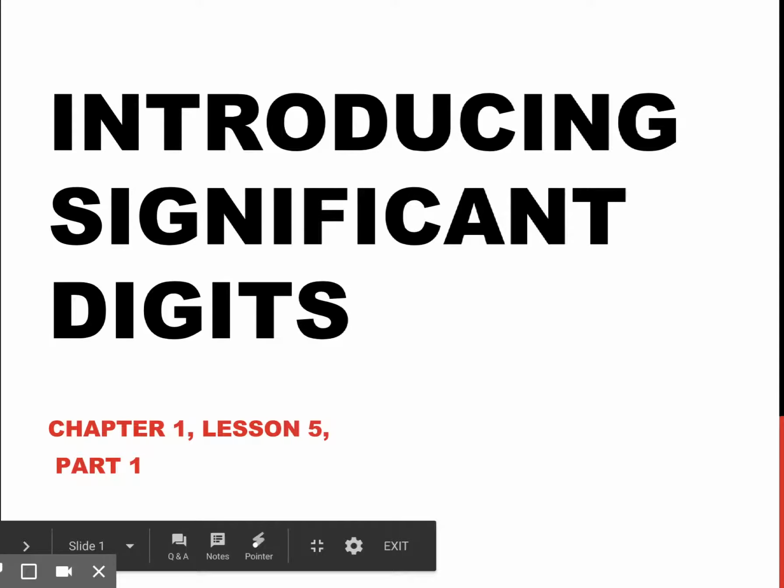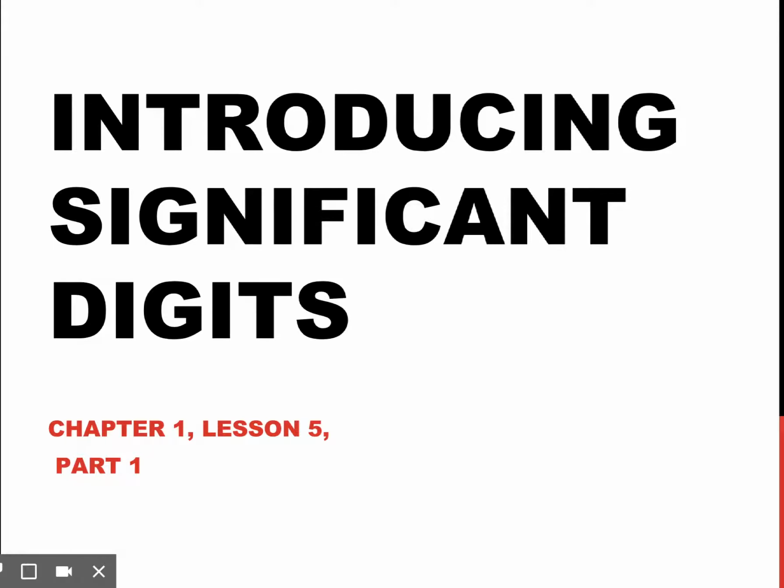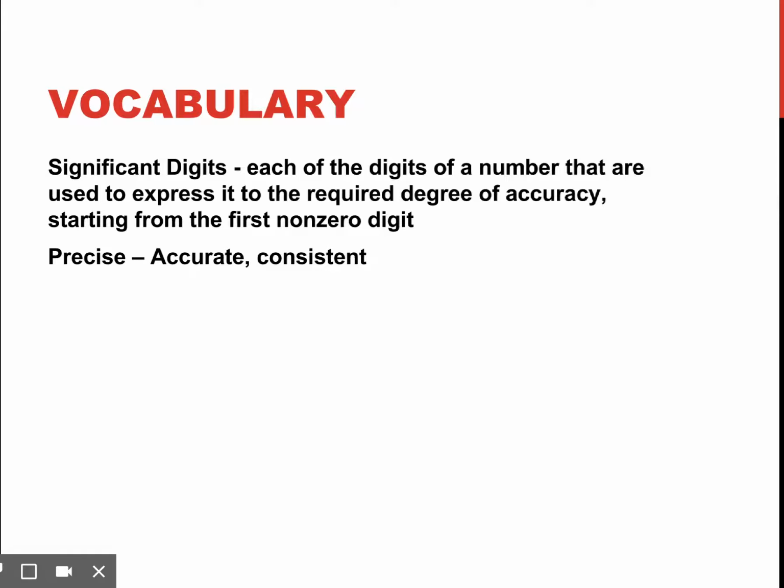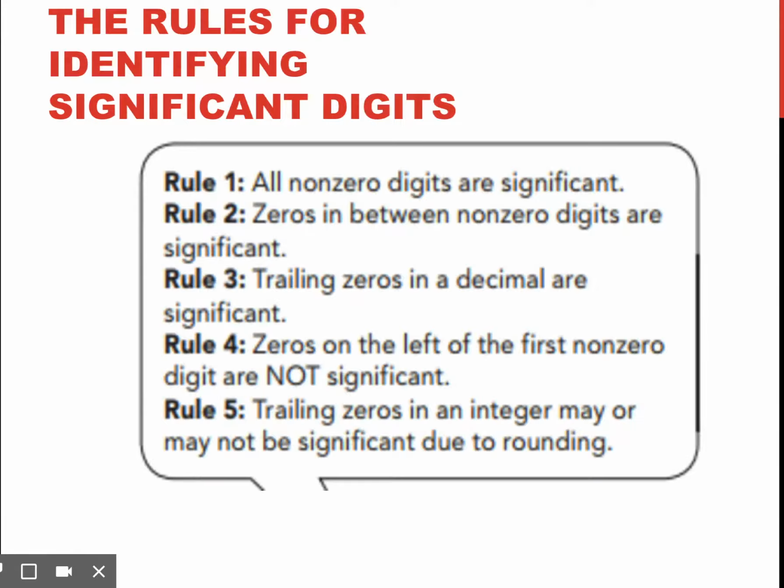Introducing Significant Digits, Chapter 1, Lesson 1, Part 1. A significant digit is each of the digits of a number that are used to express it to the required degree of accuracy, starting from the first non-zero digit. Remember, significant means important, and precise means accurate and consistent. There are rules for identifying significant digits. You'll find them in your reteach packet.